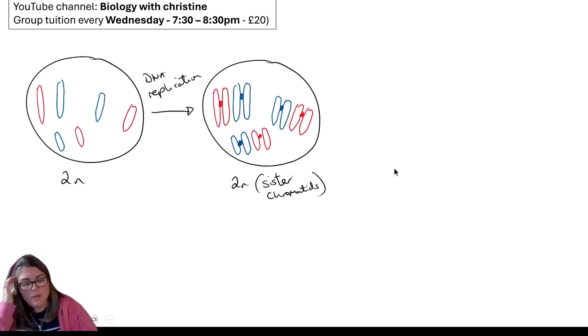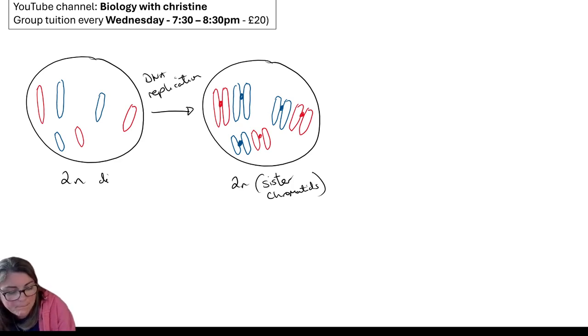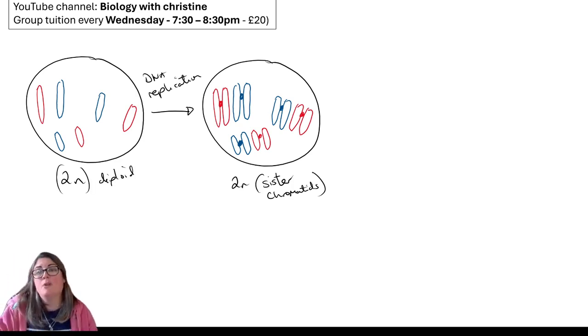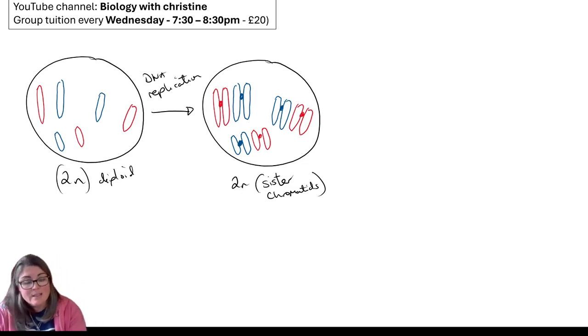So let's just go through this. I'm going to do this a bit more in detail now. So here you have my cell, my parent cell, which is made up of 2N. It is a diploid cell. So the first thing we note is that it is diploid because it has 2 sets of every chromosome. Now, through DNA replication, what's going to happen is we are going to replicate that DNA because it's semi-conservative.